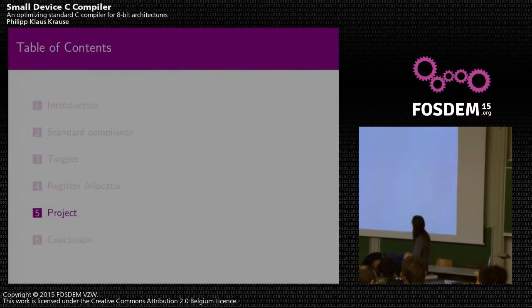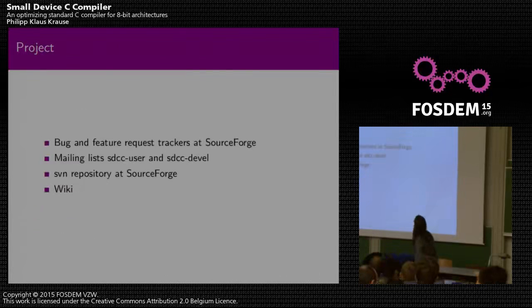Of course, we also have a bunch of other optimizations suitable for these small targets, but I can't talk about everything now. So, the SDCC project. Well, it's a bit traditional. We had SourceForge, we have our bug tracker, feature request trackers, mailing lists, a Subversion repository, and a wiki. So not the new and fancy stuff, but so far it works well for us.